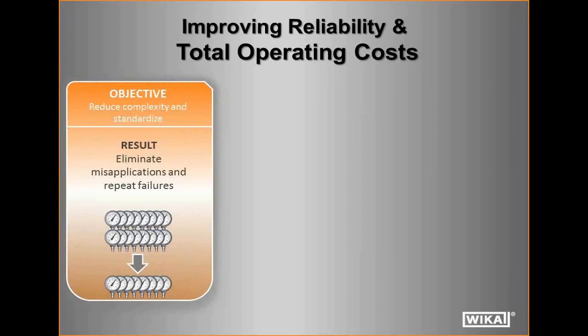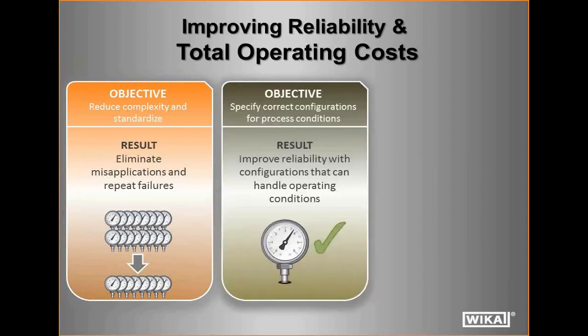Any plant trying to address their gauge functionality and improve reliability and total operating costs should have some main objectives in mind. First objective would be to reduce their complexity and to standardize. The result will be that they eliminate the misapplication and repeat failures of gauges that are occurring out in those fields. Just by getting the correct configurations on their shelf, they're going to prevent that short life cycle that so many gauges fall victim to when they haven't been installed in the correct application.